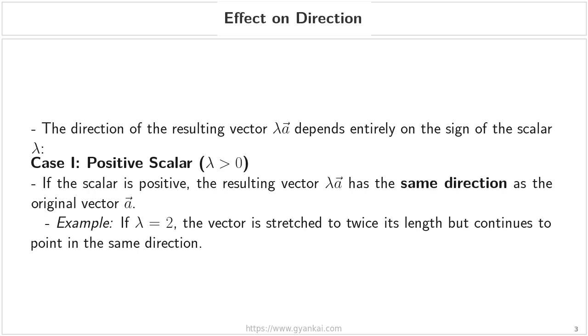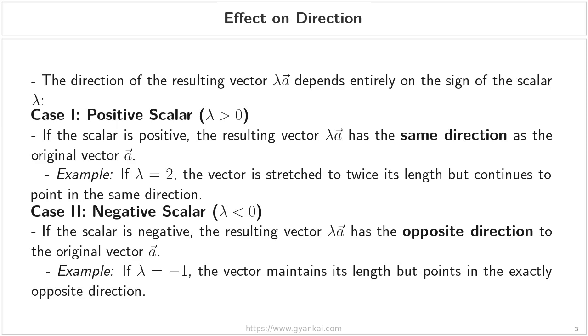First, case 1, a positive scalar, where lambda is greater than 0. If the scalar you are multiplying by is positive, the resulting vector, lambda vector A, will maintain the exact same direction as your original vector A. For instance, if lambda equals 2, the vector is stretched to twice its original length, but it continues to point in the same direction.